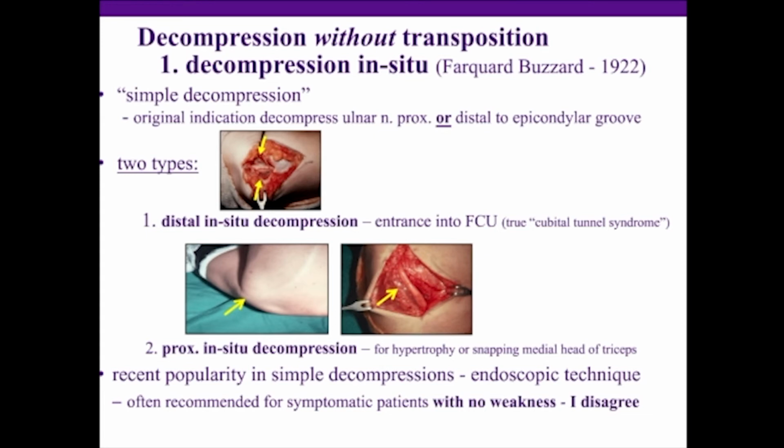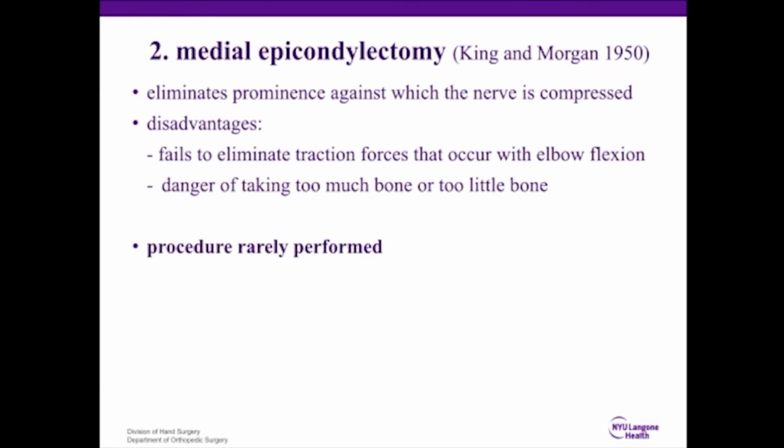the symptoms will subside. Medial epicondylectomies were described by King and Morgan, and the idea is that it eliminates the prominence against which the nerve is compressed. The disadvantage is that it doesn't eliminate traction forces on the nerve that occur with elbow flexion, and there's always a risk of taking too much of the epicondyle or too little of the epicondyle. And this is a procedure that's rarely performed, and personally, I've never seen it performed.